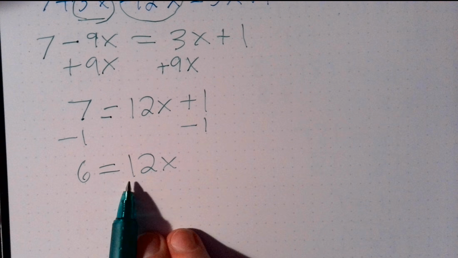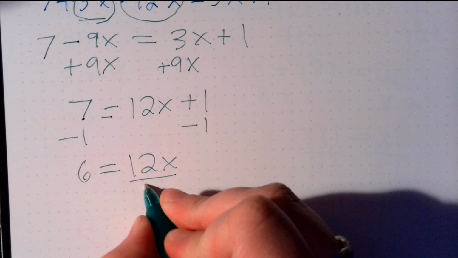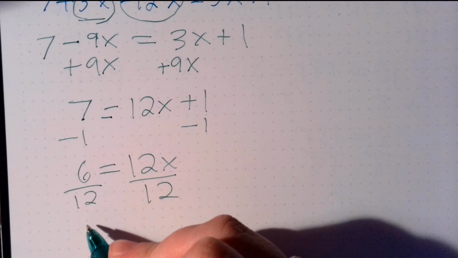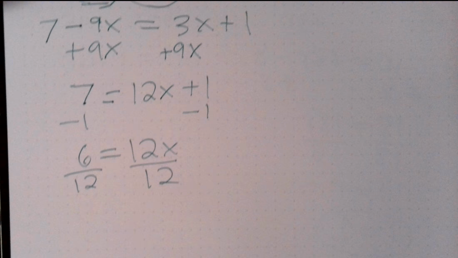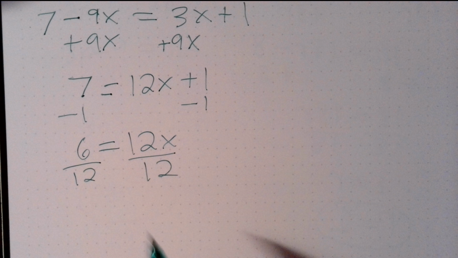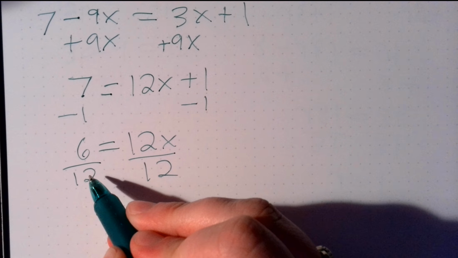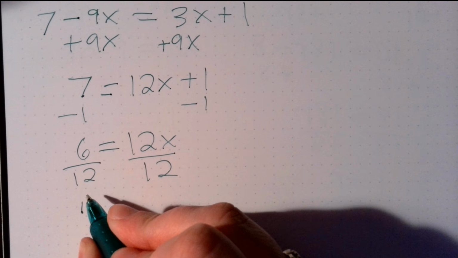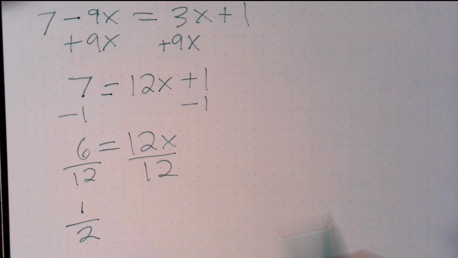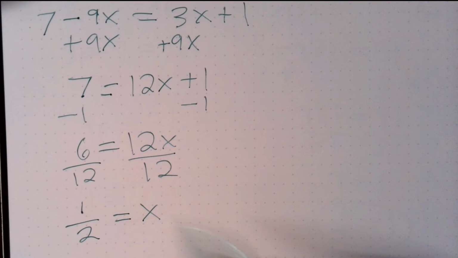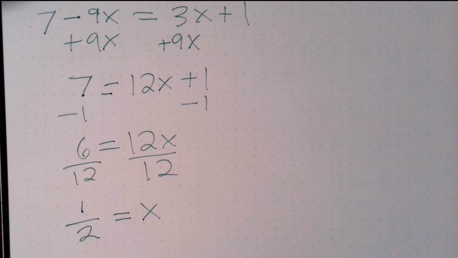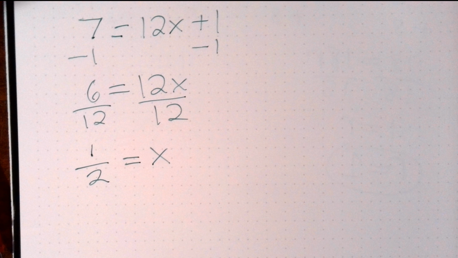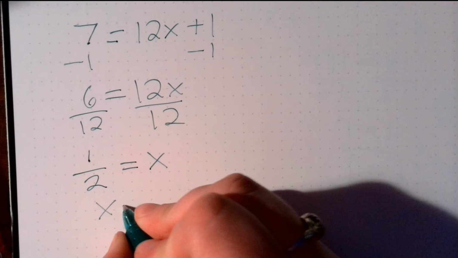Now my 12 is multiplying to x, so I'm going to divide both sides by 12. When we take 6 divided by 12, 6 is not going to easily divide by 12. But both are divisible by 6. 6 divided by 6 is 1. 12 divided by 6 is 2. So we get 1/2. So x is equal to 1/2.